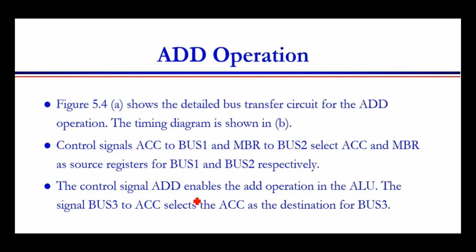The control unit will generate the control signal add, which will enable the add operation in the ALU, and the signal bus 3 to accumulator will select the accumulator as the destination for bus number 3. How it is done, we will discuss in the next slide in detail, how this add operation is performed with the help of the bus structure.